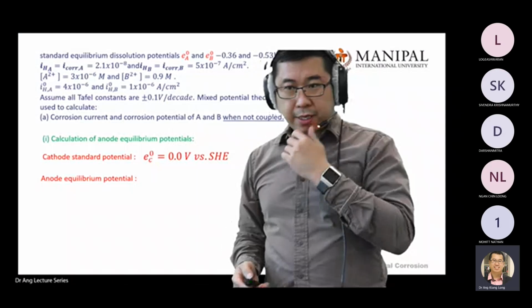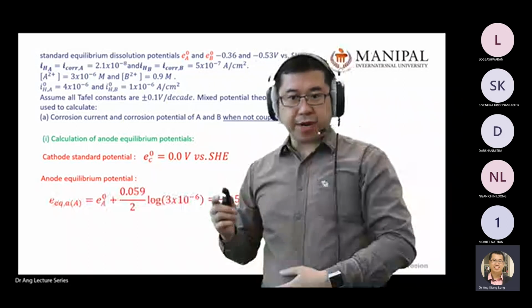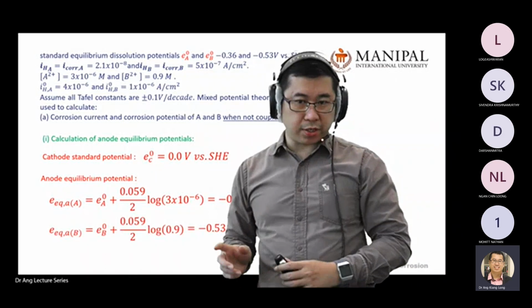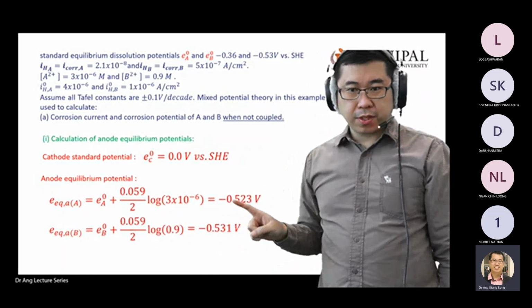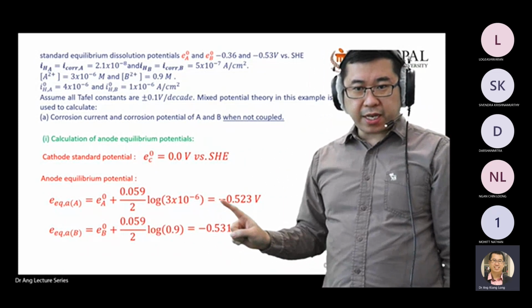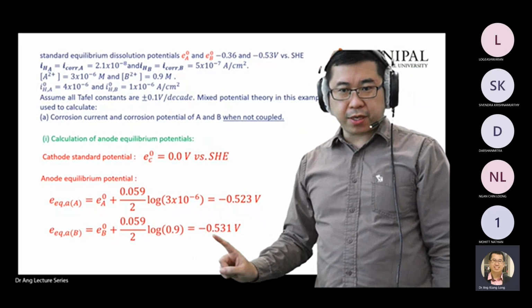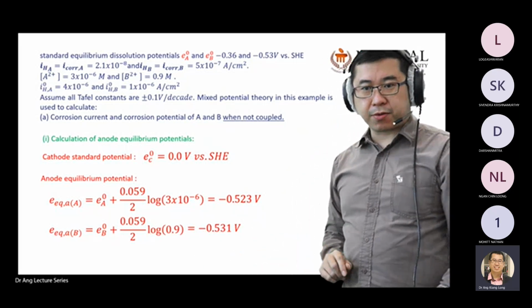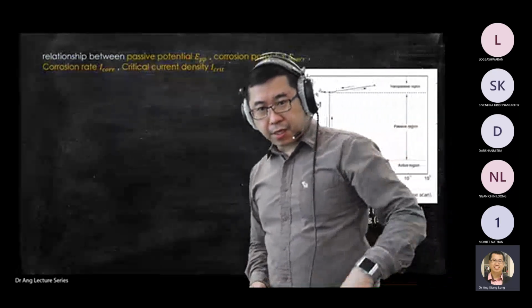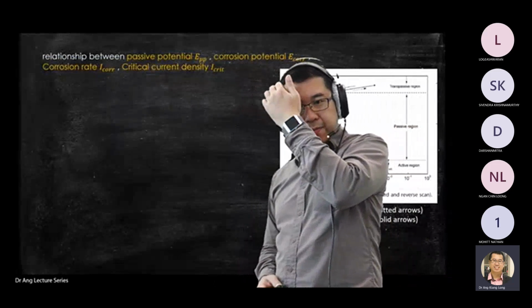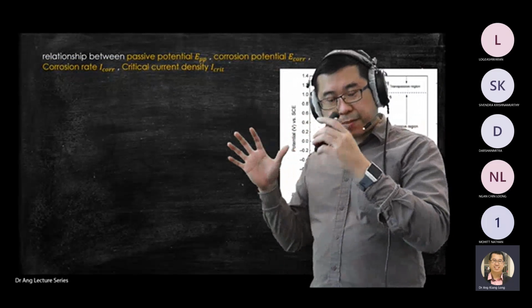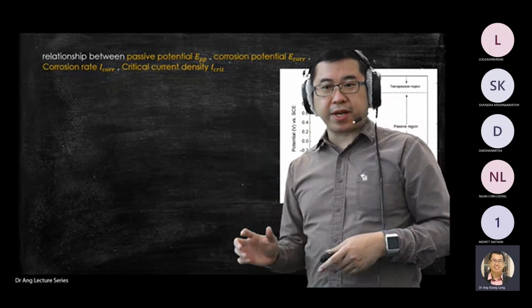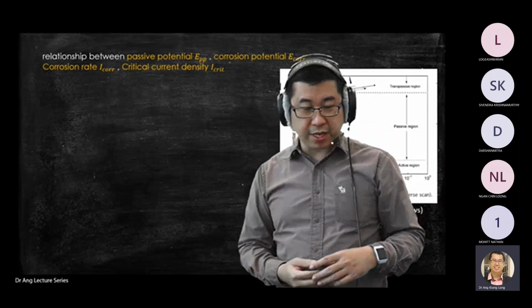So just now, before the break, we arrived at two calculations. One is finding the anode equivalent potential: A equal to 0.5 something, B equal to negative 0.5 something also. Next, we look at one extra theory. Again, I summarize the main point from the chemistry class.